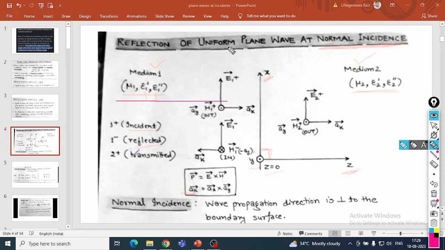Already we know the uniform plane wave is nothing but our EM wave. EM wave is nothing but electromagnetic wave. It is a combination of both electric and magnetic signal.